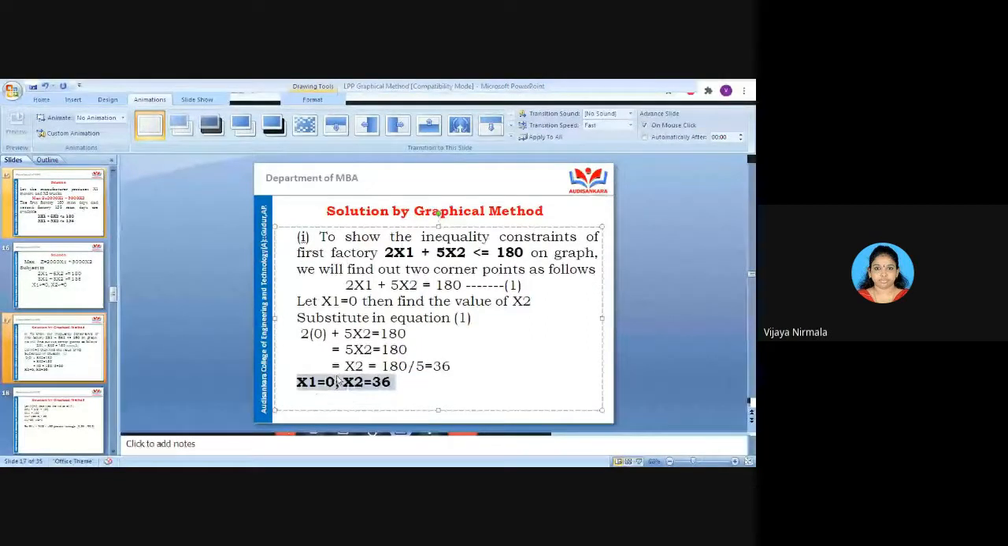So for equation 1, what we have to do is let x1 be equal to 0 and find the value of x2. Then you get the first point: x1 is equal to 0, x2 is equal to 36. Next.